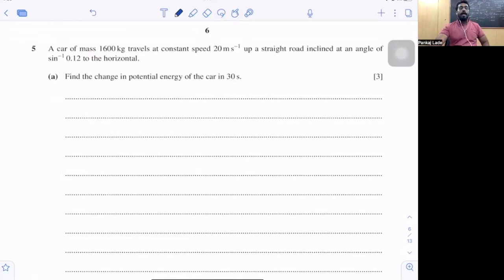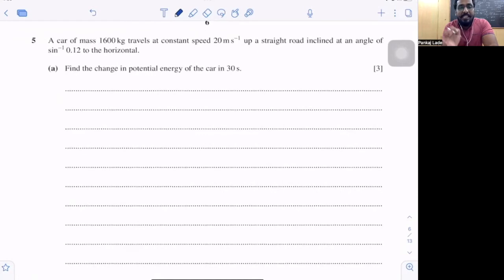So I have this question number 5, part A, which asks me to find the change in the potential energy of the car in 30 seconds. That's for 3 marks. So we have a car whose mass is 1600 kg. It is traveling at a constant speed. At this moment, it is traveling at a constant speed of 20 meters per second.